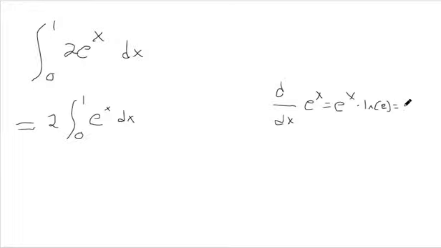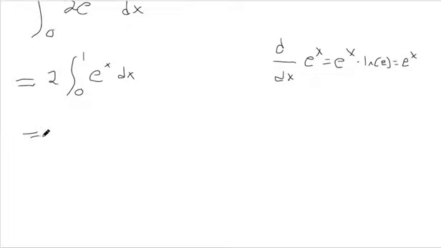But natural log e is just 1. So the derivative of e to the x is e to the x. So the antiderivative of e to the x is e to the x.